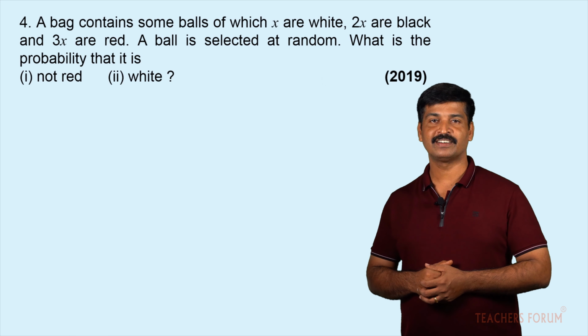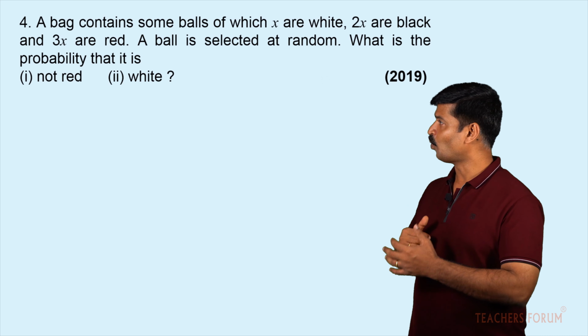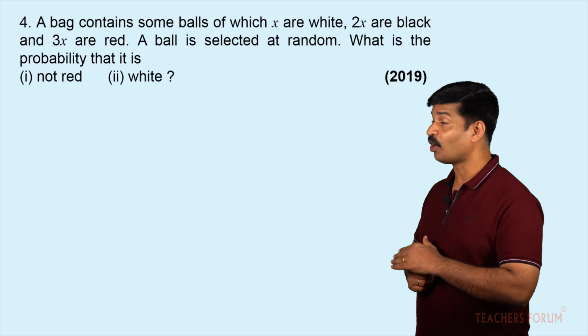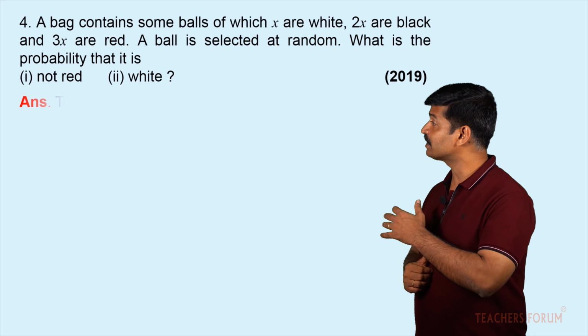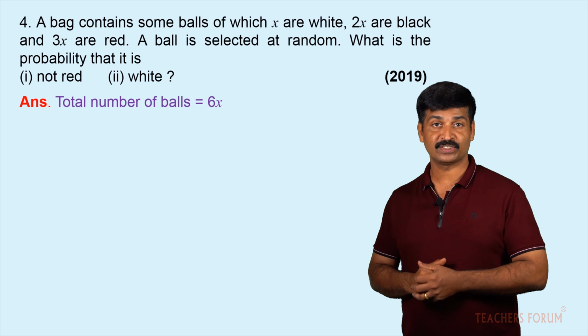How many white balls are there? x. How many black balls are there? 2x. So what's the sum of white and black balls? x plus 2x, that is 3x. Out of how many balls? Total number of balls is 6x. 1x plus 2x plus 3x. So total number of balls is 6x.